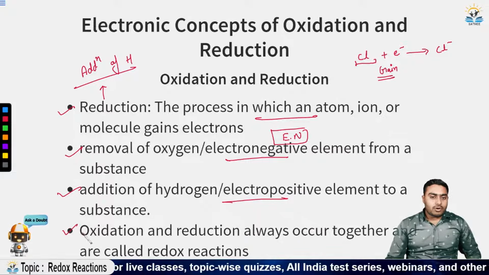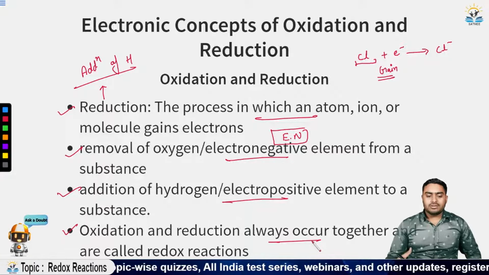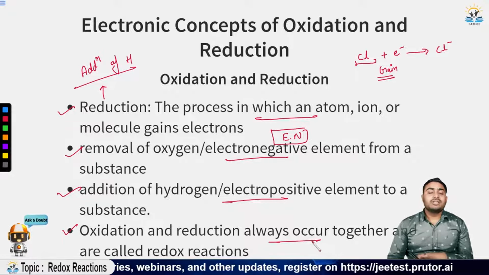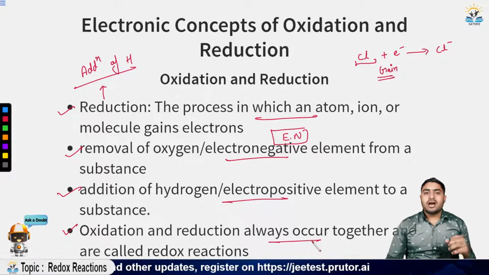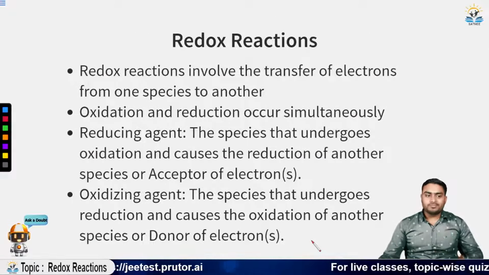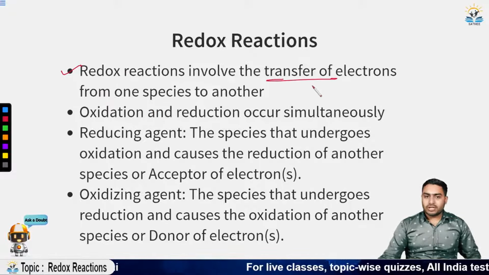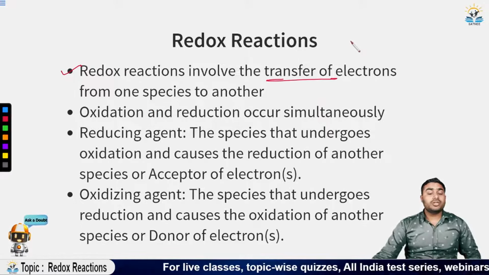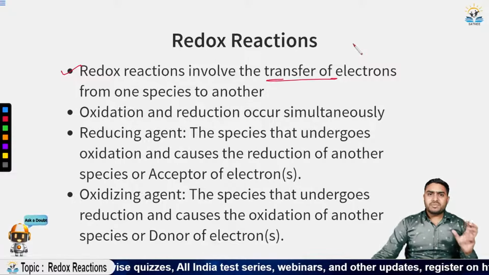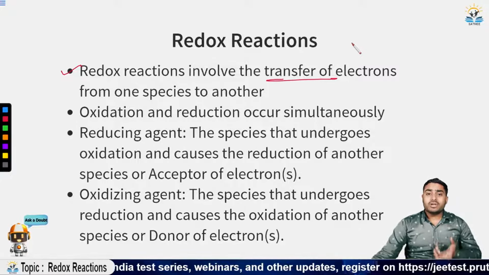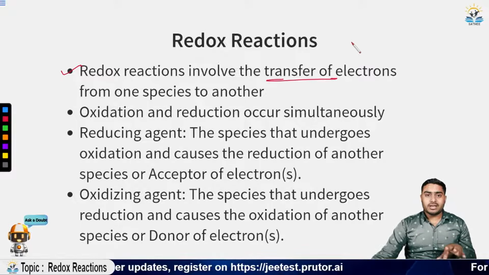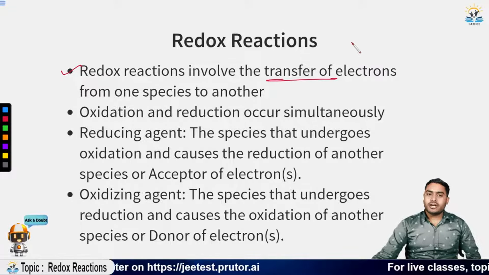Oxidation and reduction always occur together, and then the reaction is called a redox reaction. Reactions in which oxidation and reduction occur simultaneously are called redox reactions. Redox reactions involve the transfer of electrons from one species to another, because during oxidation loss of electrons takes place and during reduction gain of electrons takes place. If one species is losing electrons and another is gaining them simultaneously, that reaction is called a redox reaction.